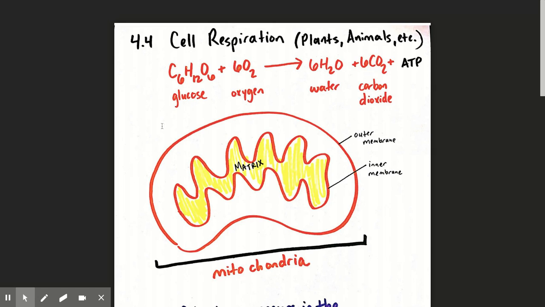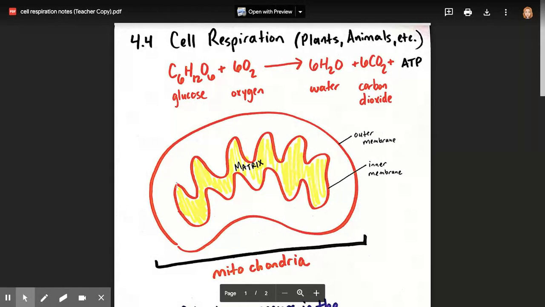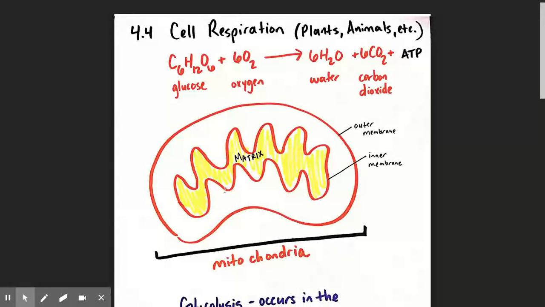Hi, today I'm going to review some of the major steps of cellular respiration. Now, cellular respiration occurs in plants, in animals, in fungus, and protists, and it happens in bacteria, but not in exactly the same way. For our purposes, we're talking about eukaryotic organisms that have the organelle, the mitochondria.